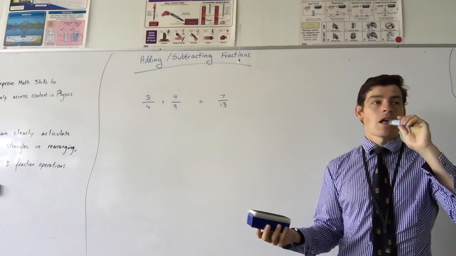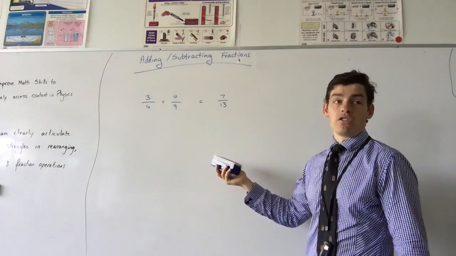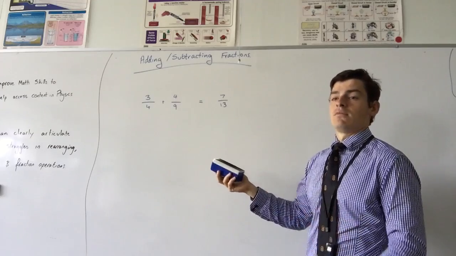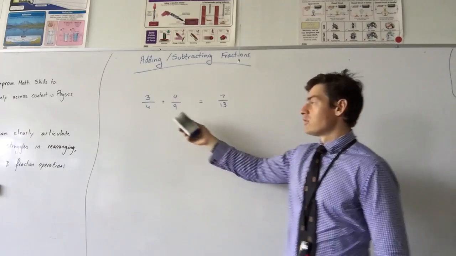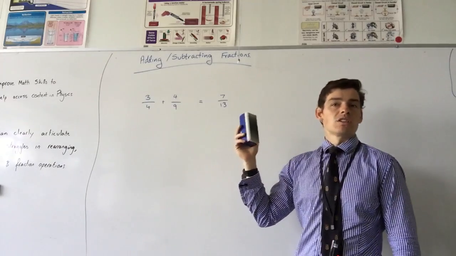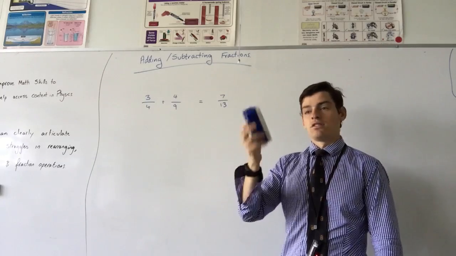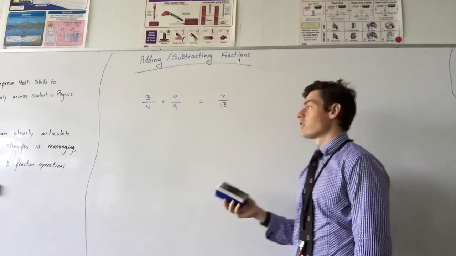Well, you need to make the denominators the same. What have I done here though? You're right, I didn't make the denominators the same. I've just added the numerators and added the denominators together. What's that very similar to? What process have I sort of followed? Multiplication. Very good.